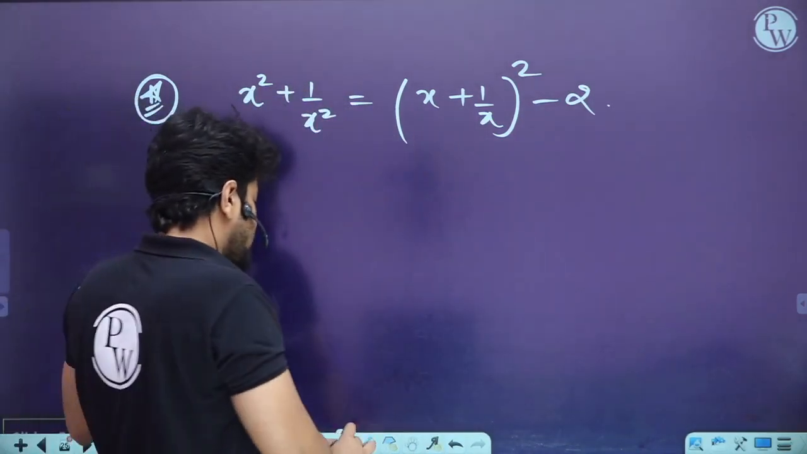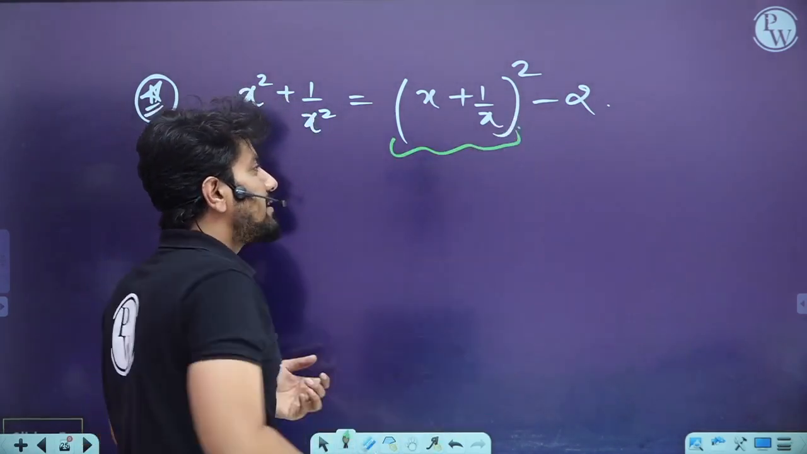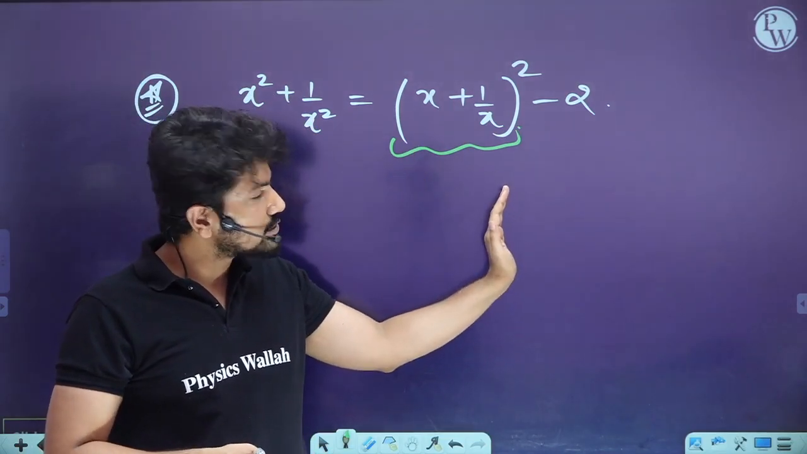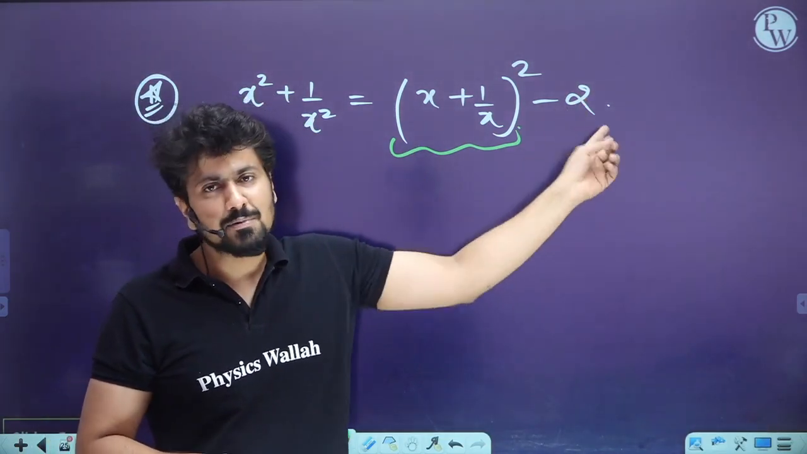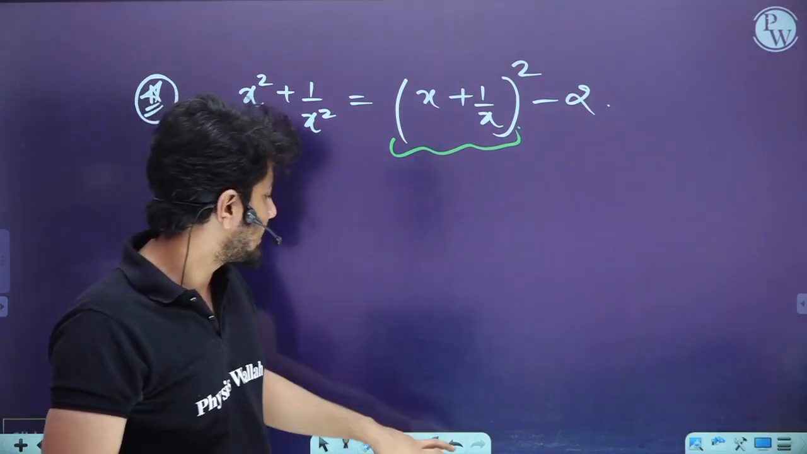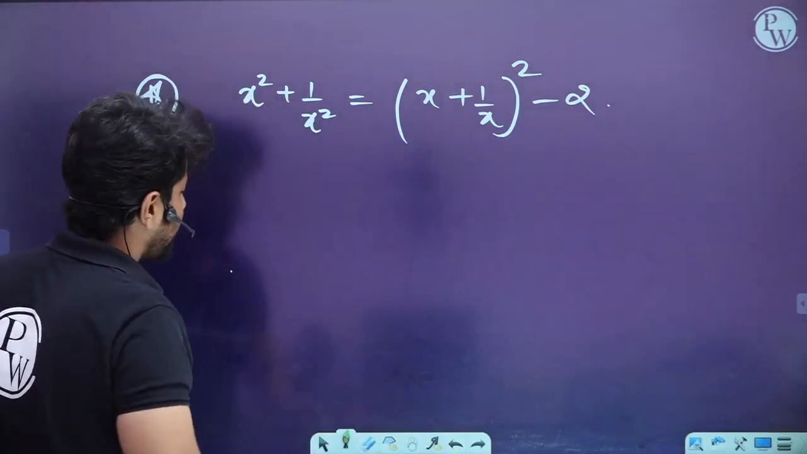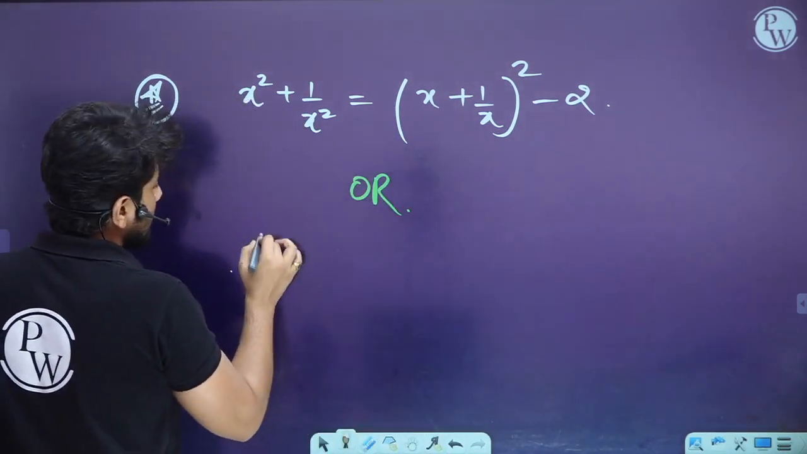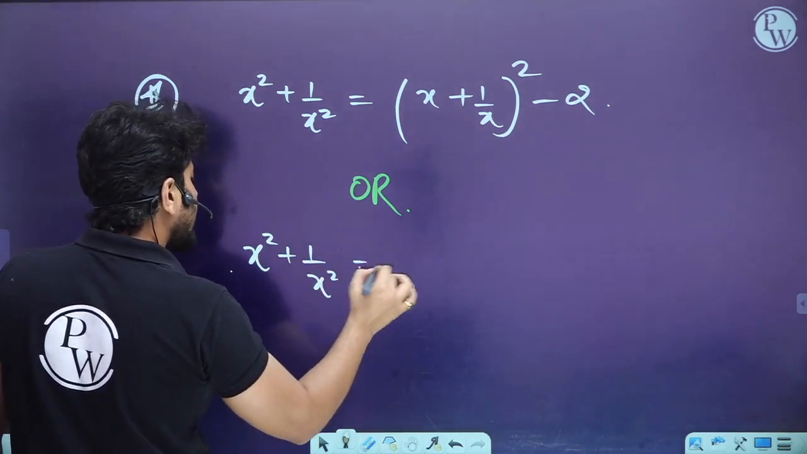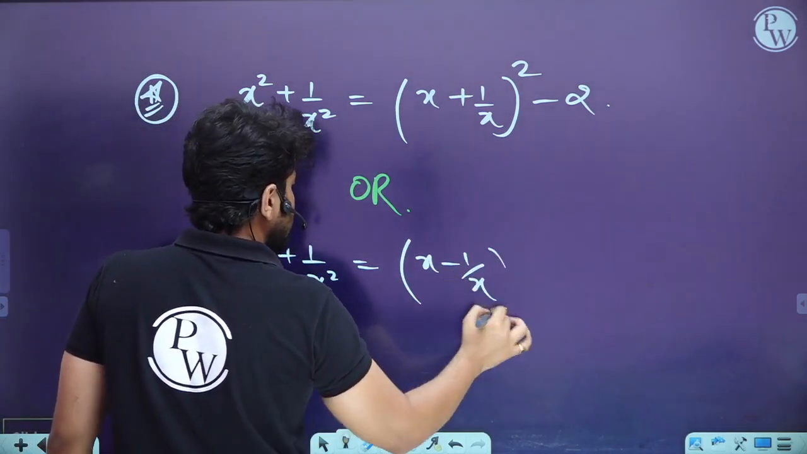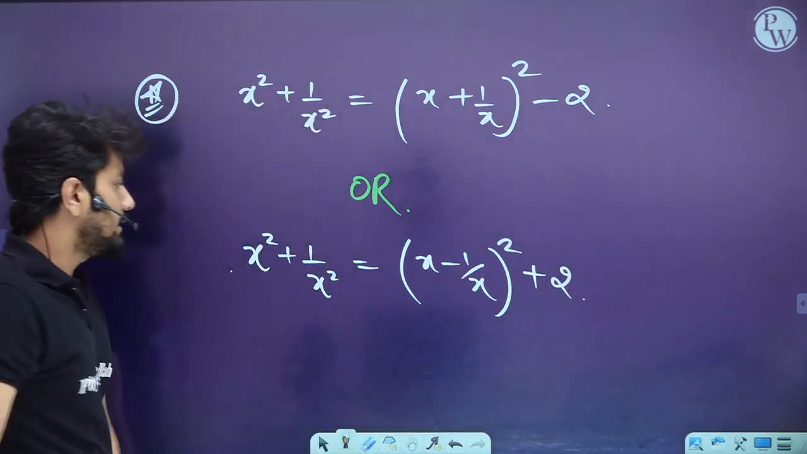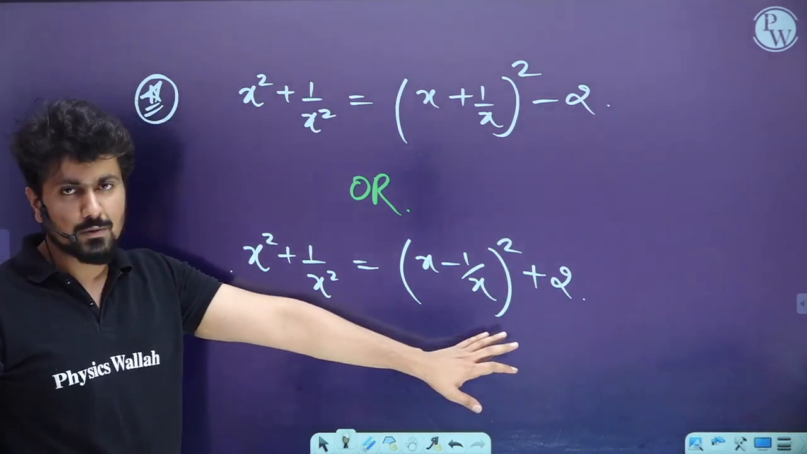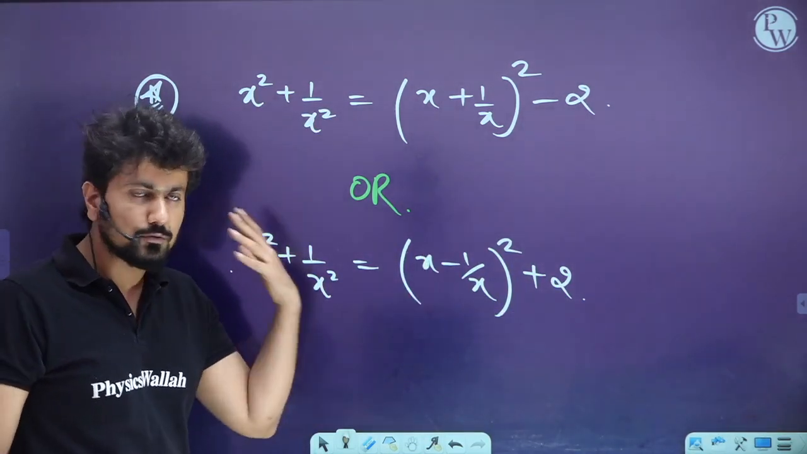If you simply expand this, you will be able to observe that the right hand side will become x square plus 1 by x square plus 2, and subtracting 2, the term of 2 will get cancelled out. Right hand side is x square plus 1 by x square only. Or I can write x square plus 1 by x square as x minus 1 by x whole square plus 2. Okay, this is also one of the ways of writing this. I hope all of you understand this.